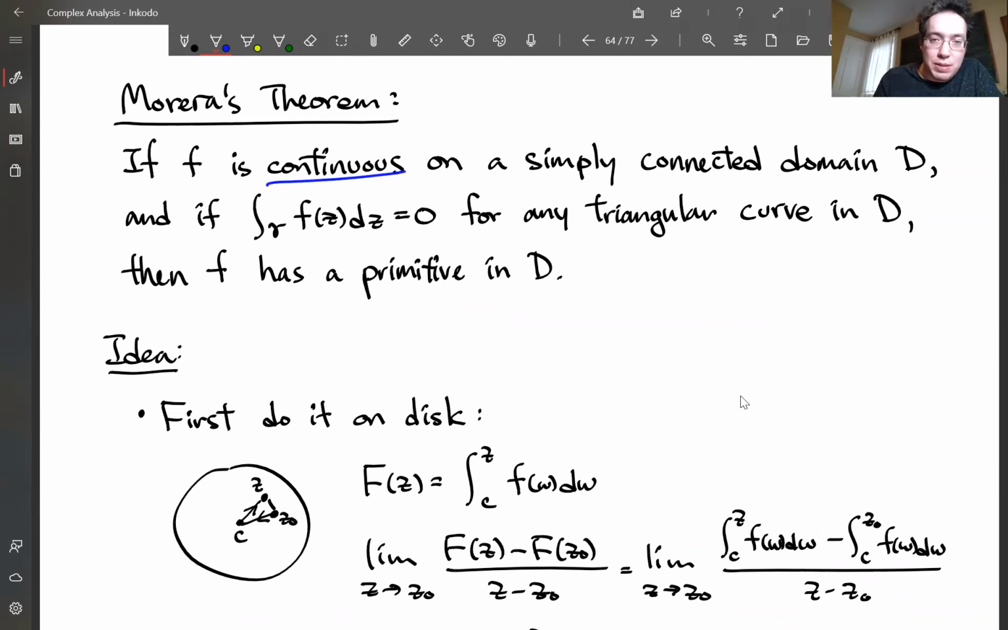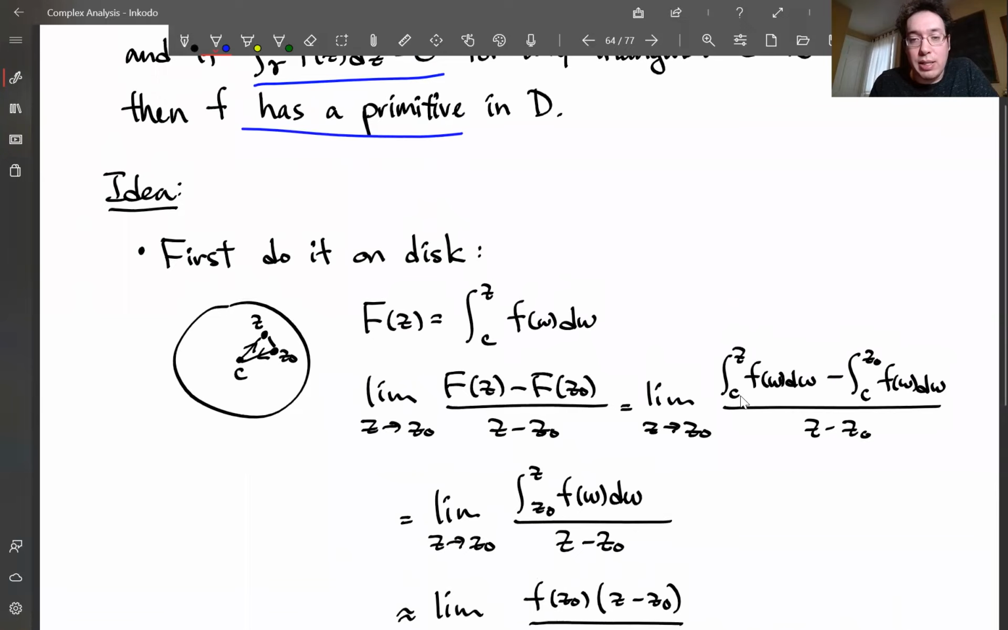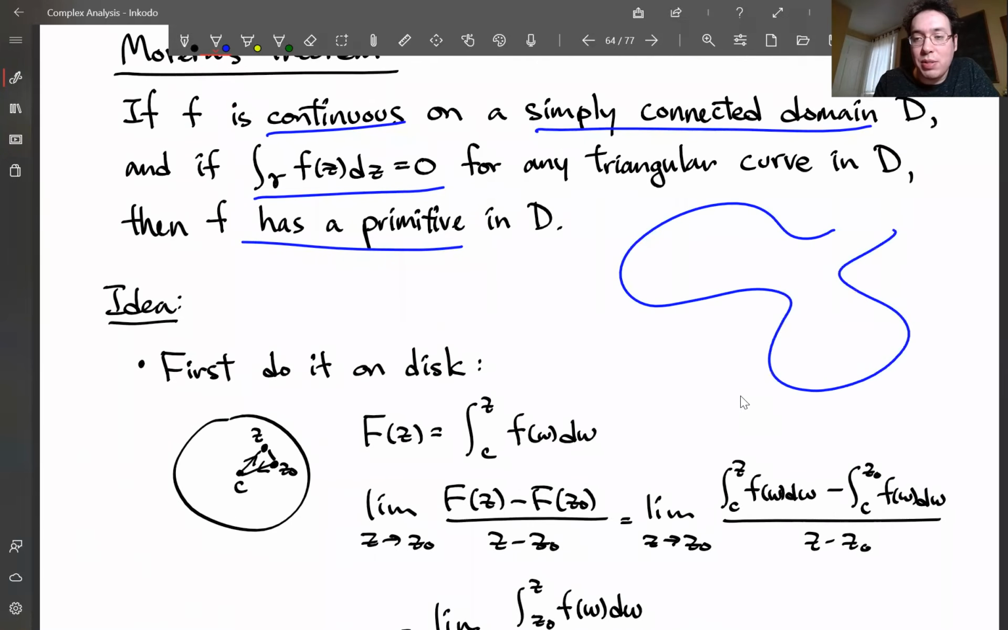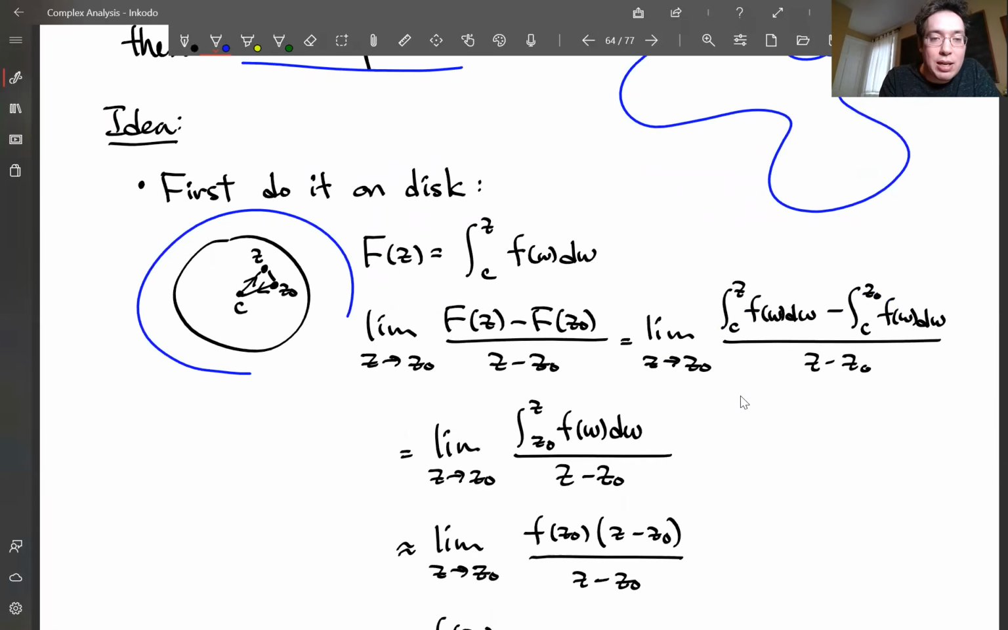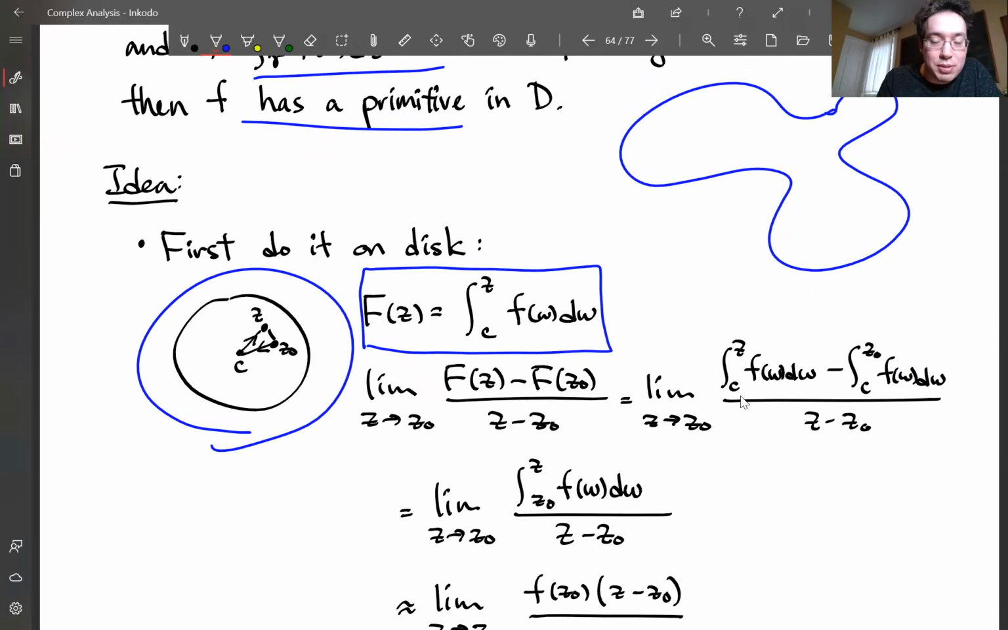Okay, so let's say you have a continuous function f in a simply connected domain. Then the condition that the path integral on a triangular curve is equal to 0 is enough to show that f has a primitive. So let's prove this. So here's the idea. The idea is to first look at the disk. We want to prove it for any general simply connected domain, but we'll first look at a disk. And the primitive that we're going to propose that works is this guy. I've written c to z, but really what I mean is the path integral from c to z along a direct line segment connecting the two.